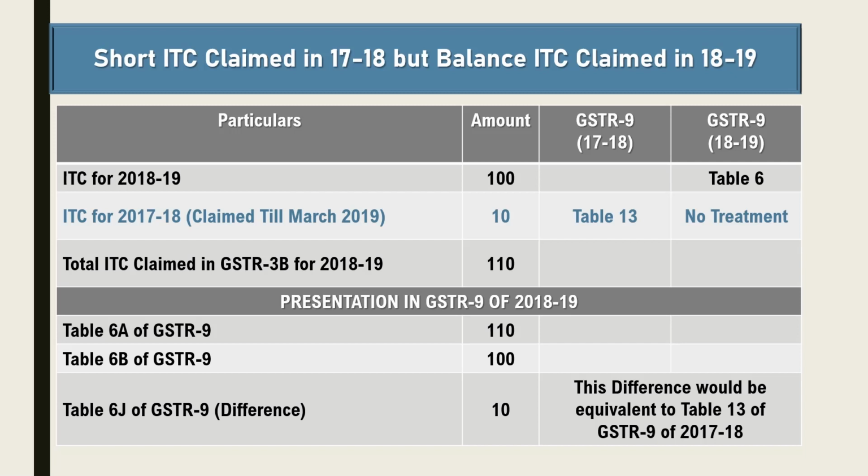So if somebody asks me why I have reported less ITC in table 6B when I have claimed 110 rupees in table 6A, I can show them the reporting made in table 13 of GSTR 9 of 1718.